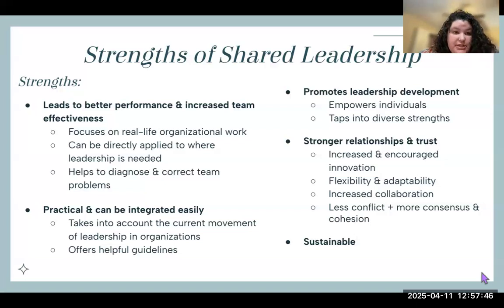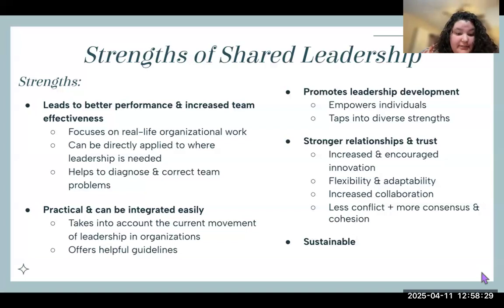A benefit of the shared leadership theory is that it takes into account the current culture and the current movement that companies are already on, with trying to develop leadership programs, move people amongst the companies up ranks, and create more opportunities. It follows that model and keeps up with it. It also offers helpful guidelines on how it can be integrated and how things can be shared and a little bit more inclusive. And so it takes away some of the hardship that comes from having to really think about each and every step.